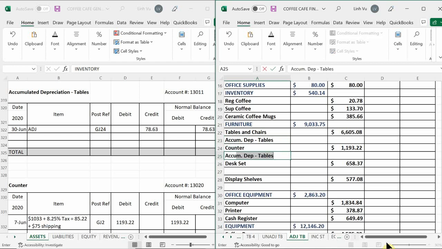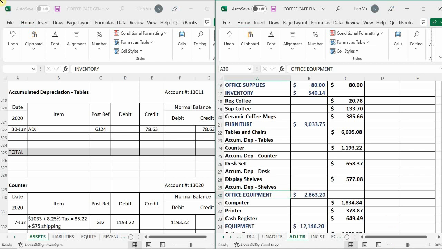You have accumulated depreciation for the counter. You have accumulated depreciation for the desk. And you also have accumulated depreciation for the shelves. Okay? So in this case, let's go ahead and just map out all of our depreciations first.